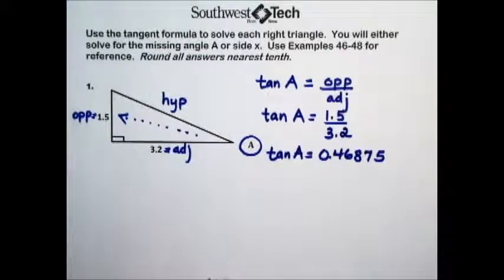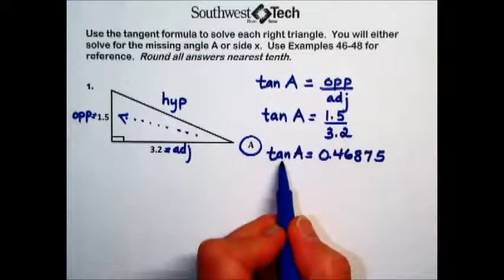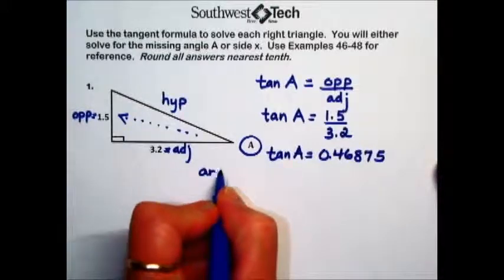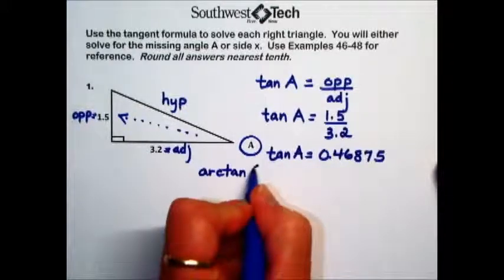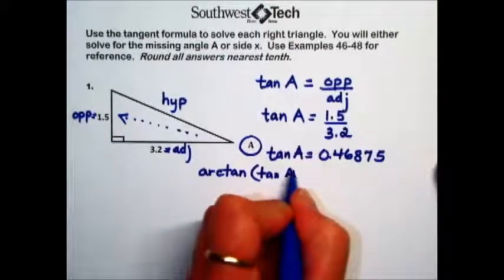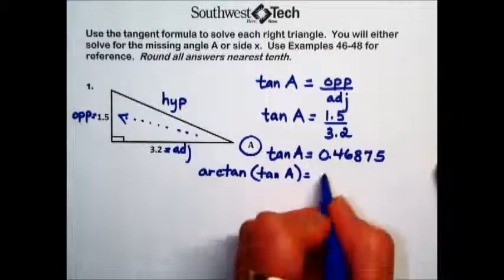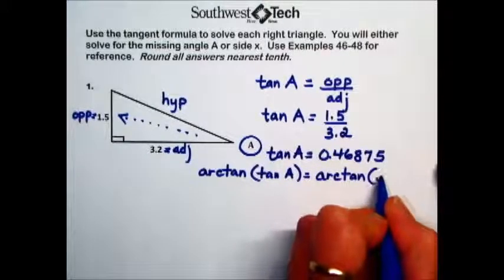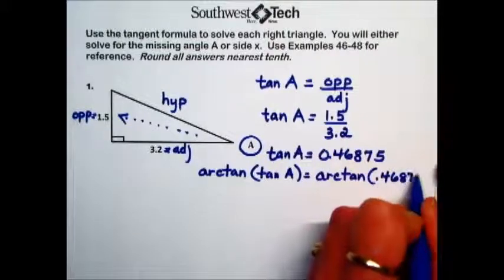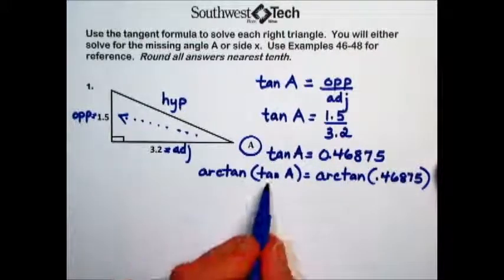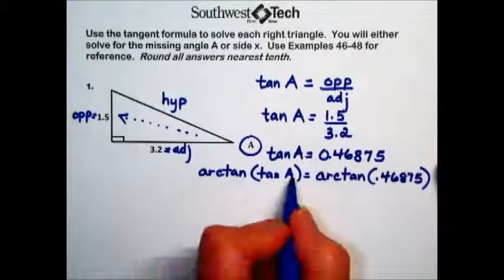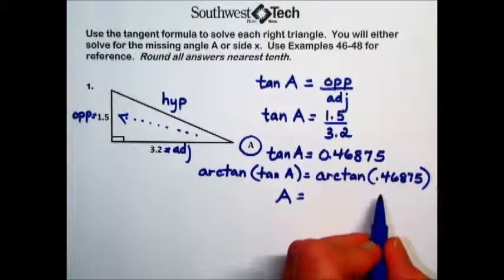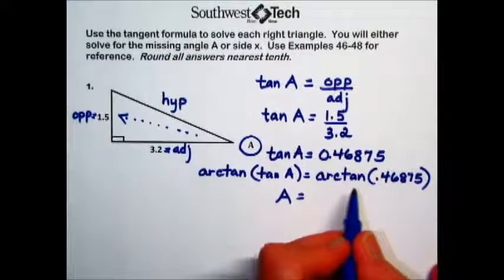0.4687. To get A by itself and undo a tangent, we need to do its inverse, which is called the arctangent. So we'll take the arctangent of tangent A, and to maintain equality, we also will have to take the arctangent of the right-hand side as well.